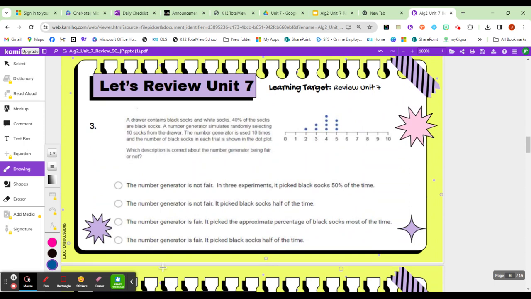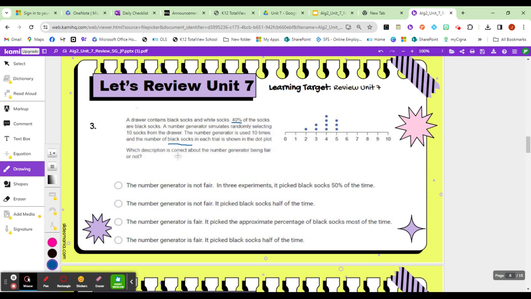Number 3 says a drawer contains black socks and white socks. 40% of the socks are black socks. A number generator simulates randomly selecting 10 socks from the drawer. The number generator is used 10 times, and the number of black socks in each trial is shown in the dot plot. So 1 time, 2 black socks were pulled out of the drawer. 2 times, 3 black socks were pulled out of the drawer. 4 times, 4 black socks were pulled out of the drawer. And 3 times, 5 black socks were pulled out of the drawer.